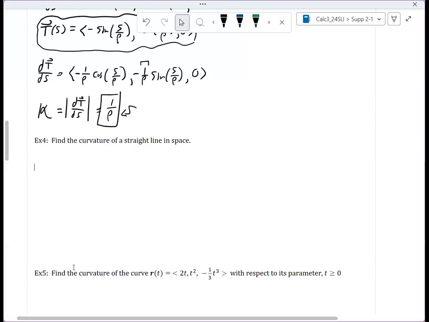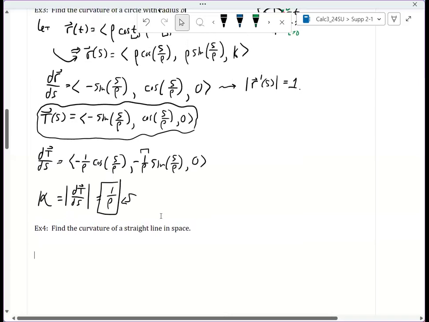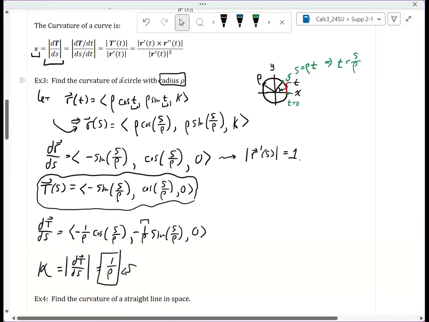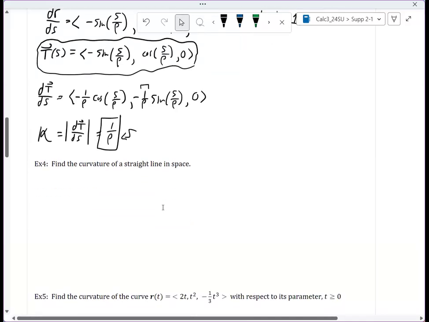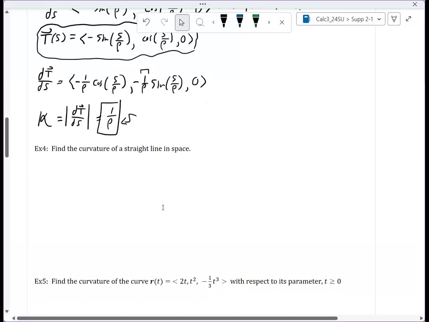Find the curvature of a straight line in space. Our intuition suggests that a straight line shouldn't be curved. The curvature maybe should be something like 0. Or if we go a little more abstract, we might think of a straight line as a circle with an infinite radius. As rho goes to infinity, what happens to my curvature up here? Well, that goes to 0. So I have a feeling that this should be 0. Can we actually make that work out?